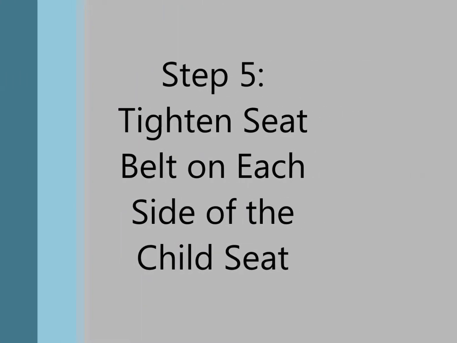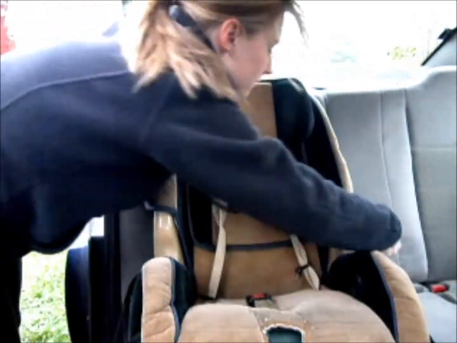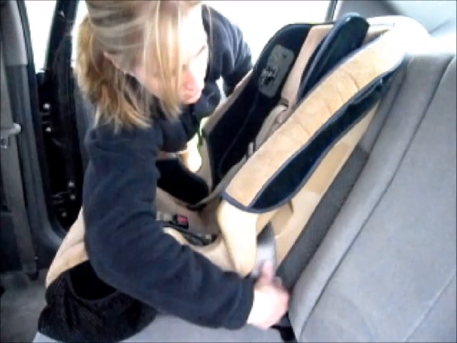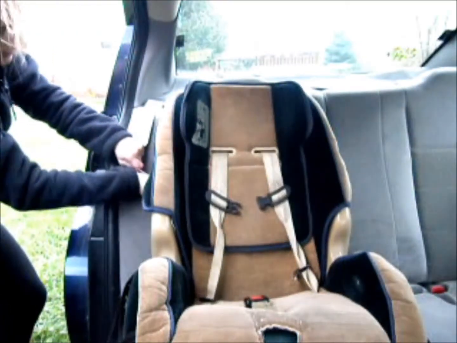Step 5. Tighten the seatbelt on each side of the child's seat. Make sure there is no slack in the seatbelt anywhere. Pull the seatbelt tight and make sure the seatbelt is locked. The seatbelt will click as it is locking.